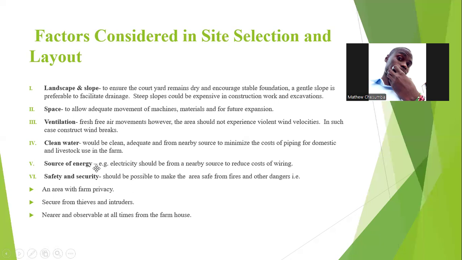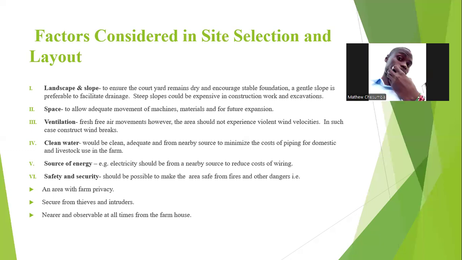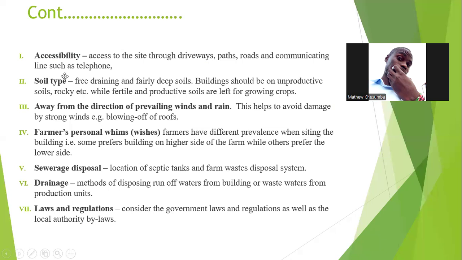Okay, we also look for sources of energy. Yes, Fadili says sources of energy. Electricity should be from a nearby source to reduce the cost of wiring. Okay, thank you, Fadili. And then we have safety and security. We should also consider safety when we are selecting a site for the farm layout. And then we have accessibility. We look for areas that are easily accessible, with throughways, pathways, and roads, so that communication lines such as telephone will be easily accessible.